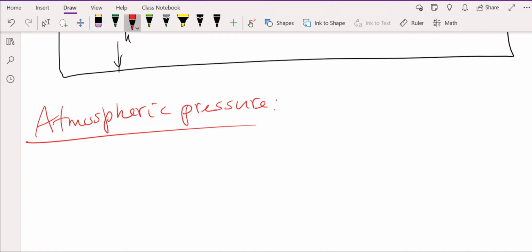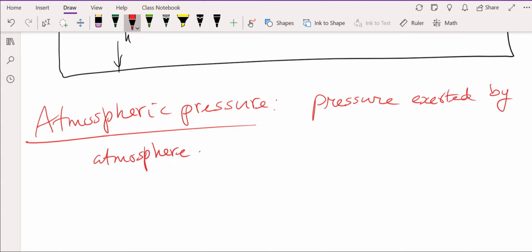Atmospheric pressure is a pressure exerted by the atmosphere.